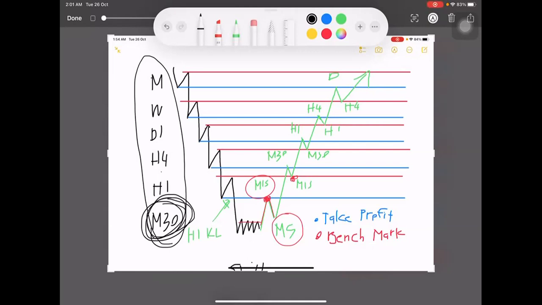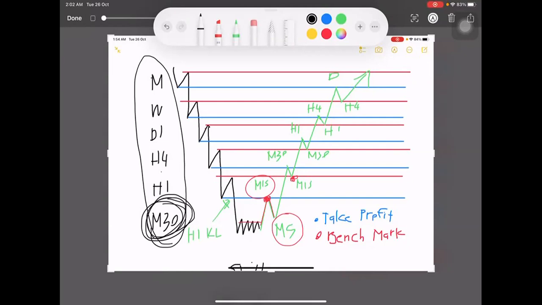So the stopper for the M30 key level is H1, but that level gets broken and price goes to the H4 key level. On the H4 key level, we look for a setup on the M30. The stopper for the M30 is H1. So price comes back to an H1 key level. And there we look for a setup on the M15. So price goes up and breaks the H4 level and goes to a daily level.